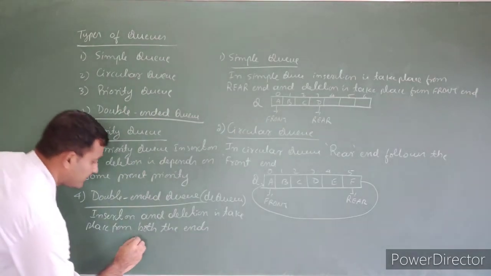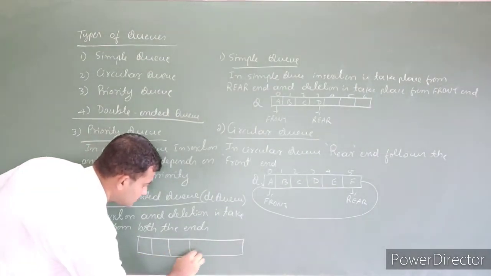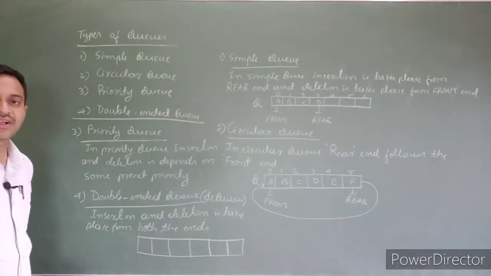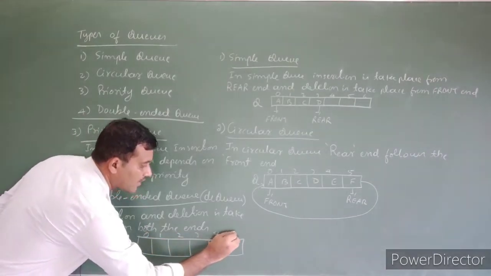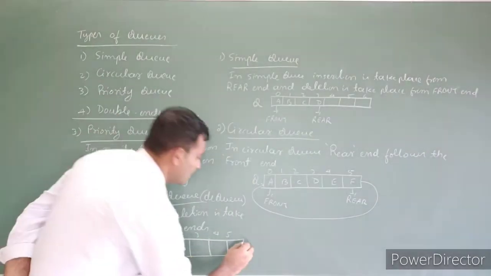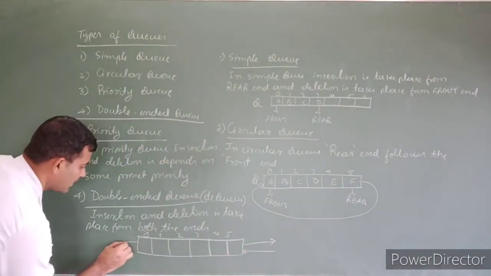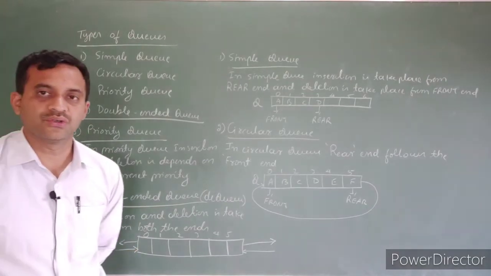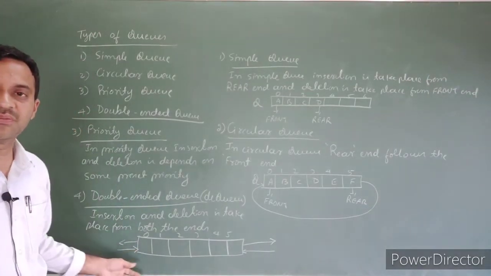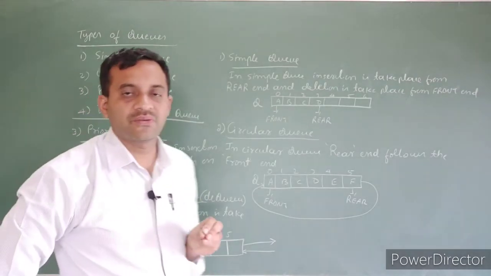Let's see the diagram. This is the data structure. 0, 1, 2, 3, 4, 5 are the elements. Then we have to delete and insert at both the ends. That is the meaning of double-ended queue. Insertion and deletion take place from both the ends. So these are the 4 types of queue.